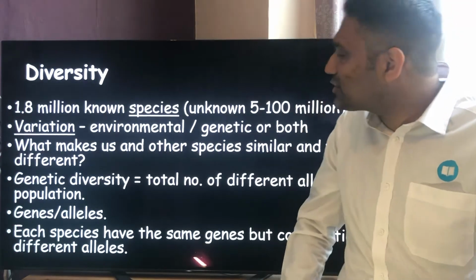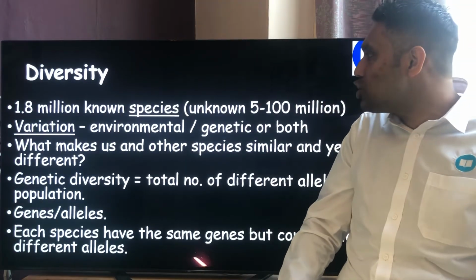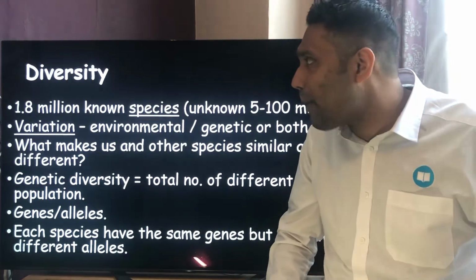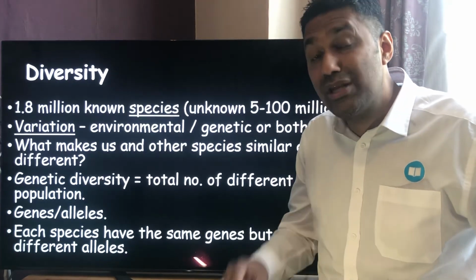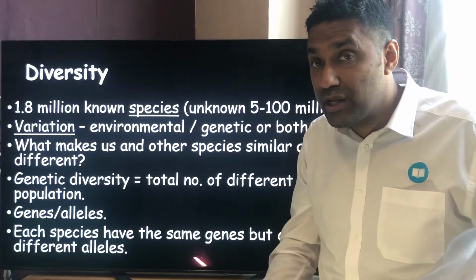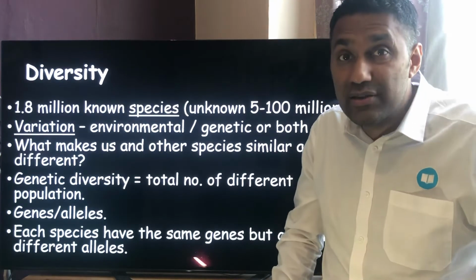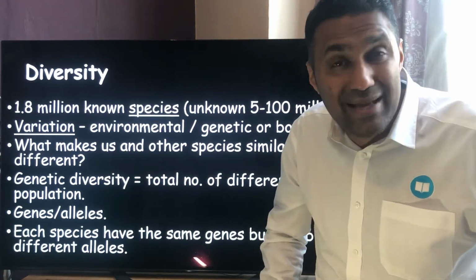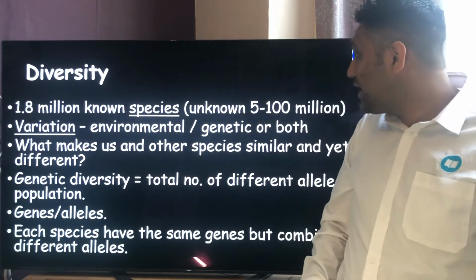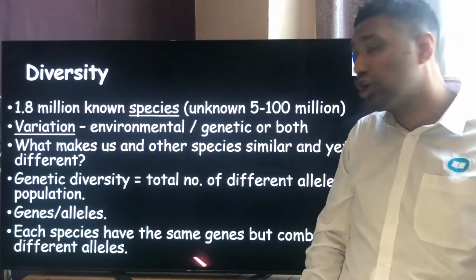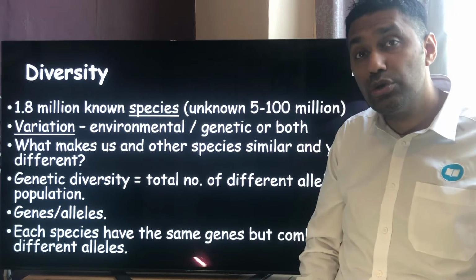Anyway, so diversity, 1.8 million known species on the planet. 1.8 million that we know of. However, there's millions out there that we don't know. And scientists' best estimate, a guess pretty much, is that we've got somewhere between 5 and 100 million unknown species.